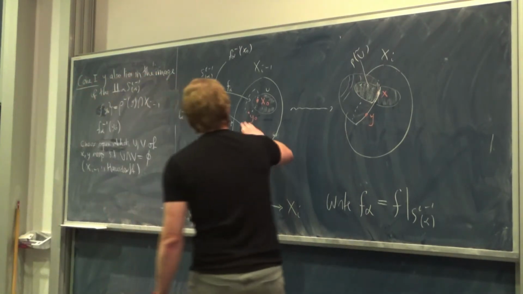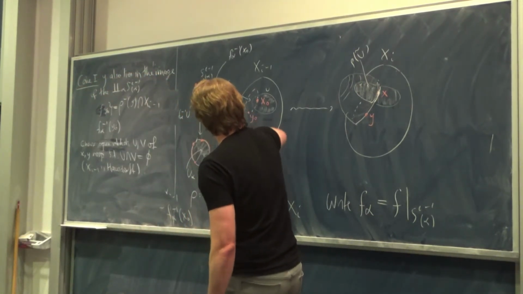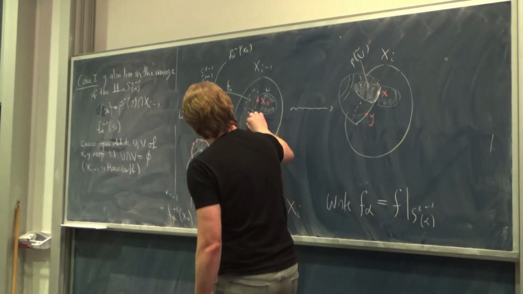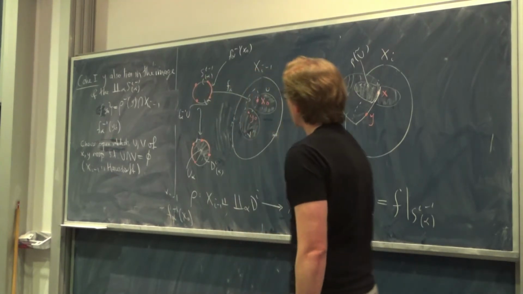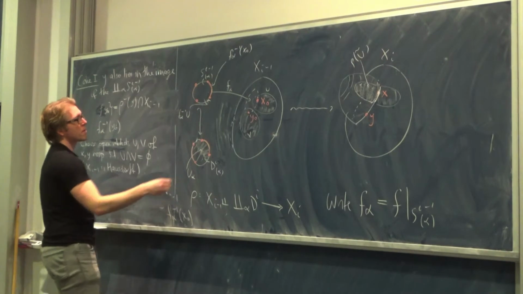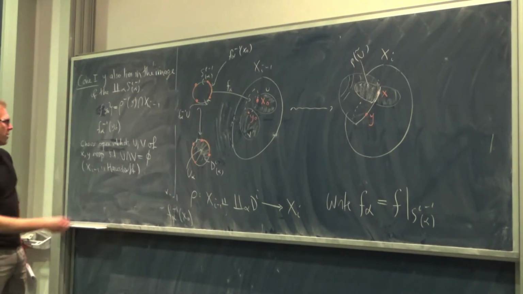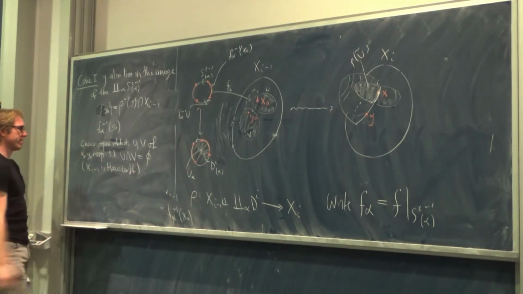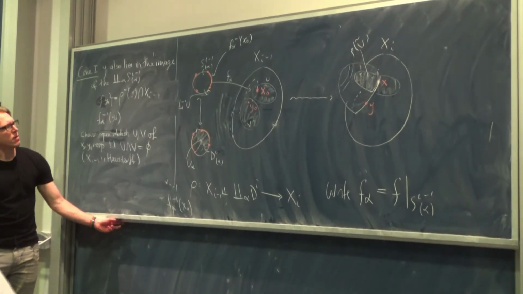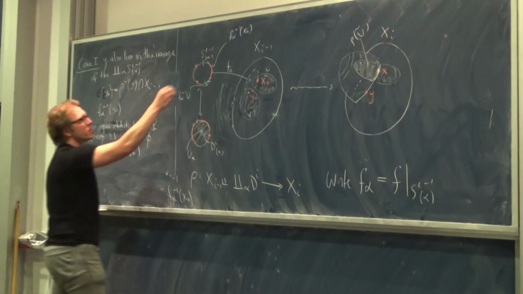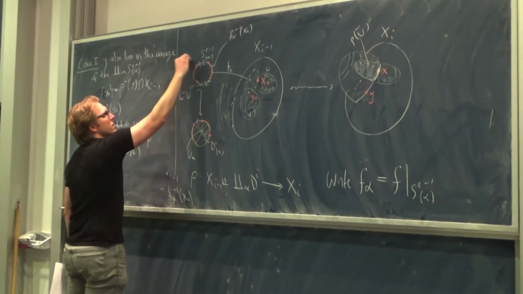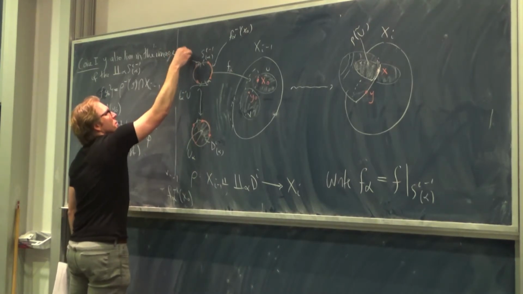So I can choose, let's get rid of this. I can choose this to be my V. Well, then the preimage. Oh, thank you, yeah. All right, so then the preimages don't meet either. Okay, so this is f_alpha inverse V.